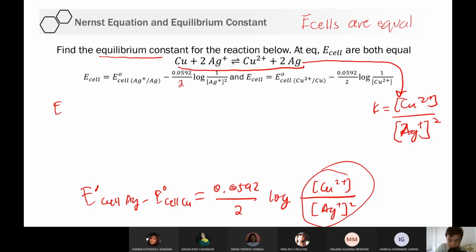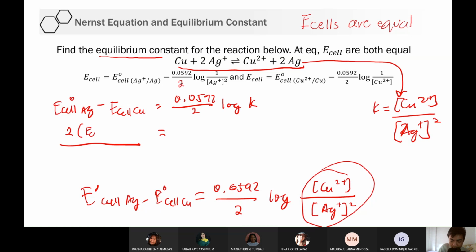So, let me rewrite this. So, that E cell of Ag minus E cell of copper equals 0.0592 over 2 log K. Okay. So, this thing is just the equilibrium constant. And since K yung hinahanap natin, let's cross multiply this, no? We will get 2 times E cell Ag minus E cell copper. Ito medyo mabilis na lang. Cross multiplication lang naman to. Okay. So, alam niyo na yung cross multiplication.